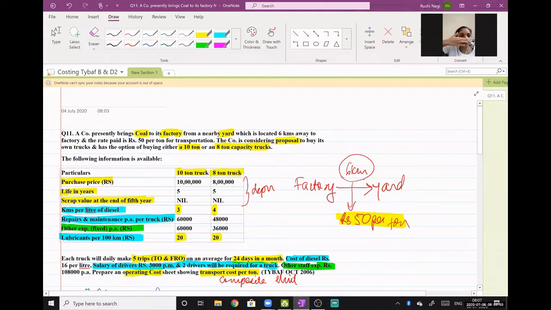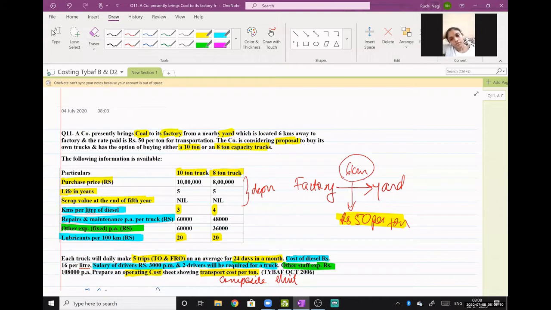Who's actually currently, what are they doing? They don't have any truck owned by them. They don't own a truck. Instead, they are spending rupees 50 per ton for transportation. So the company now wants to consider a proposal that whether they should own a truck.